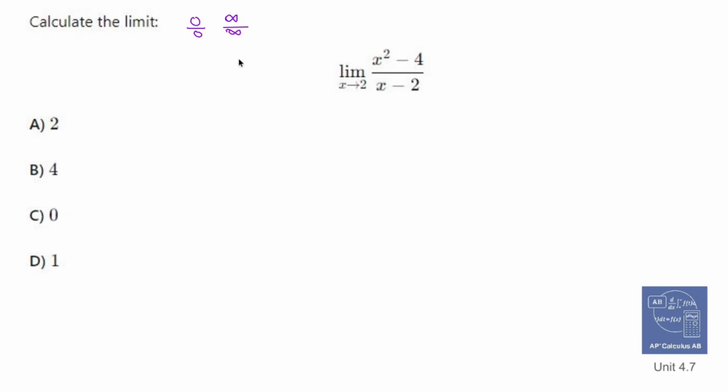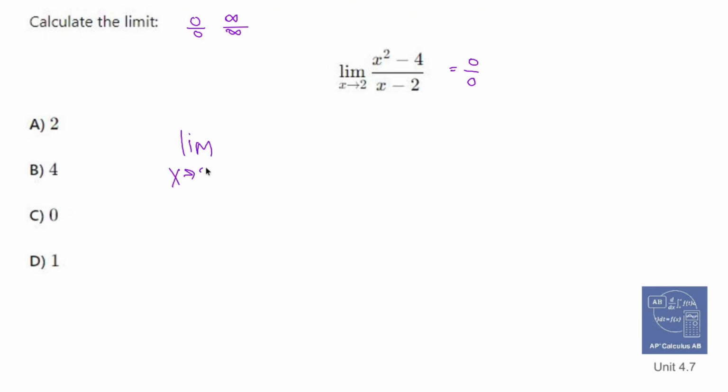L'Hopital's rule says that if I were to plug in 2, I would get 2 squared minus 4, which is 0, and 2 minus 2, that would be 0. That is an indeterminate form. Okay, that's bad. All right, so I can't plug in 2. Now, I'm not going to factor because L'Hopital's rule says that I can just take the derivative of the top.